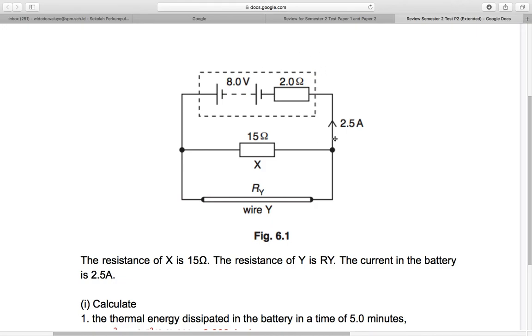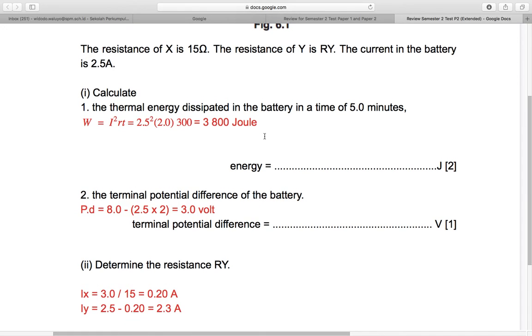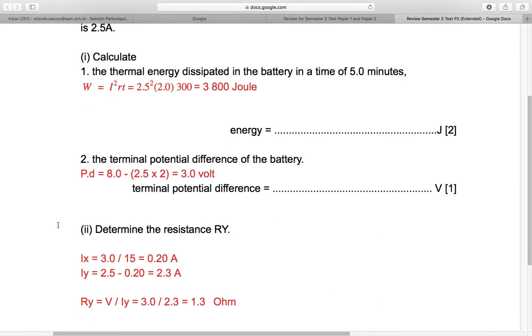Because the direction of the current is opposite to the direction of the EMF, the potential difference across the battery is 8 minus 5, which is 3.0 volt. This is the terminal potential difference of the battery. So we will use 3 volt to determine the resistance of Ry.